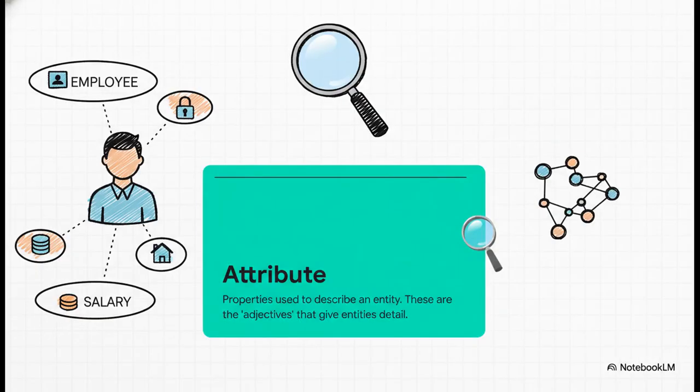So if entities are our nouns, then attributes are our adjectives. Simple as that. They are the descriptive details that give our nouns some flavor. An employee isn't just the label, they have a name, a social security number, an address, a salary. These attributes are what make our data rich and meaningful.